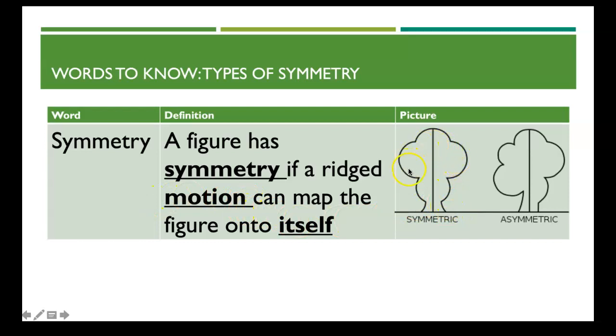So we have a symmetrical figure here, and this one has a reflection that we can use. This one is asymmetric because it does not have the same shape on both sides. We know this. Some symmetrical things look nice and asymmetrical things don't always look nice.